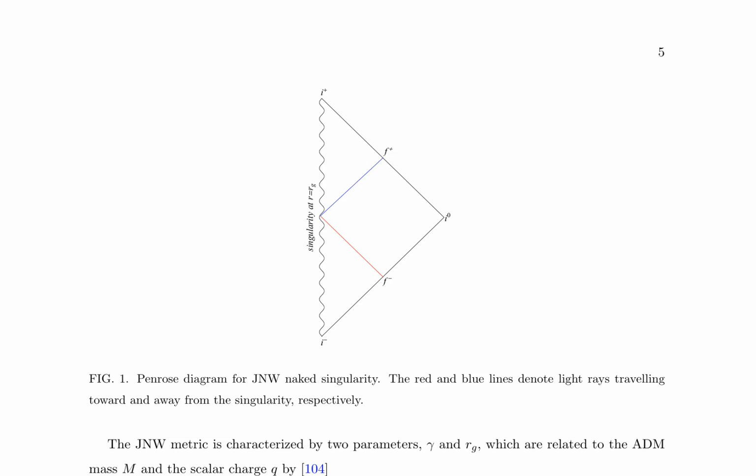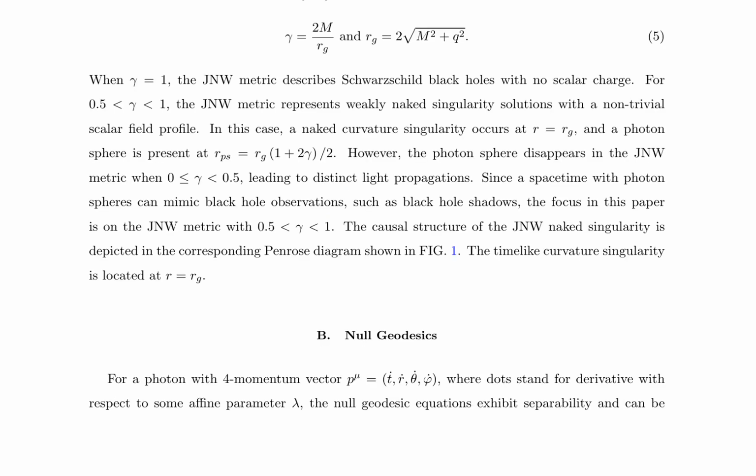The Penrose diagram in Figure 1 illustrates the causal structure of the JNW naked singularity, featuring a time-like curvature singularity at r equals Rg. Null geodesics in this setup exhibit separability, allowing for analytical solutions.